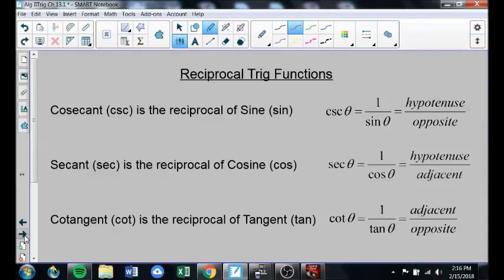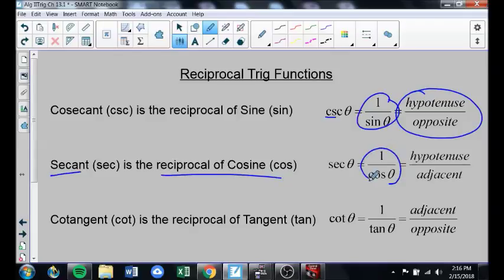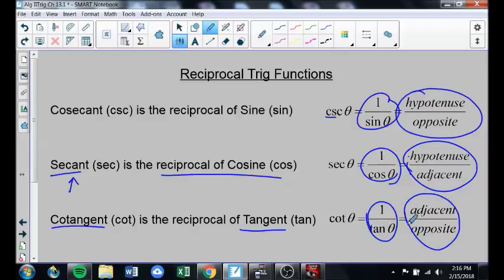There are reciprocal trig functions. Cosecant is the reciprocal of sine. That does not mean the inverse, it means the reciprocal. So cosecant is literally 1 over sine, which makes it hypotenuse over opposite. Secant is the reciprocal of cosine, literally 1 over cosine, so it's the hypotenuse over the adjacent. You put the hypotenuse side on top and the adjacent side on the bottom. And do you remember what a secant is? You probably learned about them in geometry. And what a secant is in geometry can come up again with what a secant is in trig. Can be kind of fun. Cotangent is the reciprocal of tangent. It's literally 1 over tangent, which makes it adjacent over opposite as opposed to opposite over adjacent.